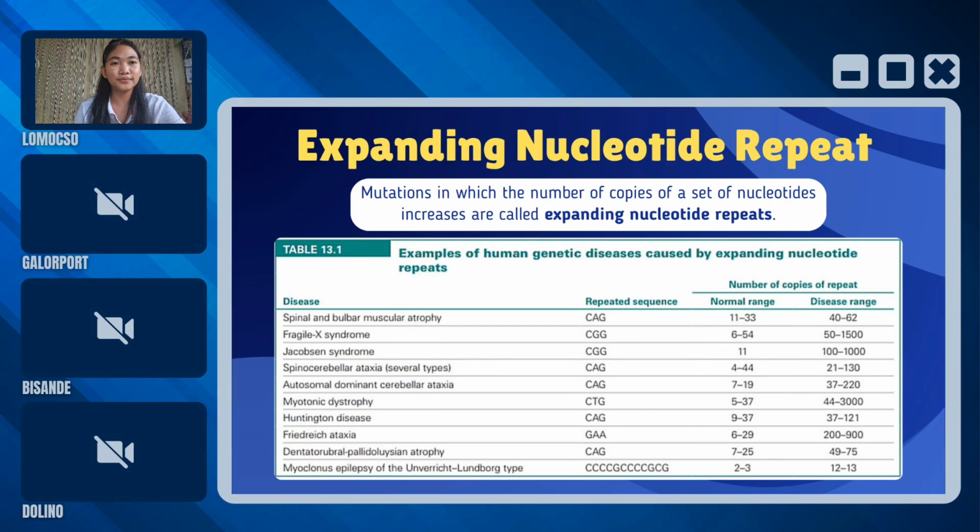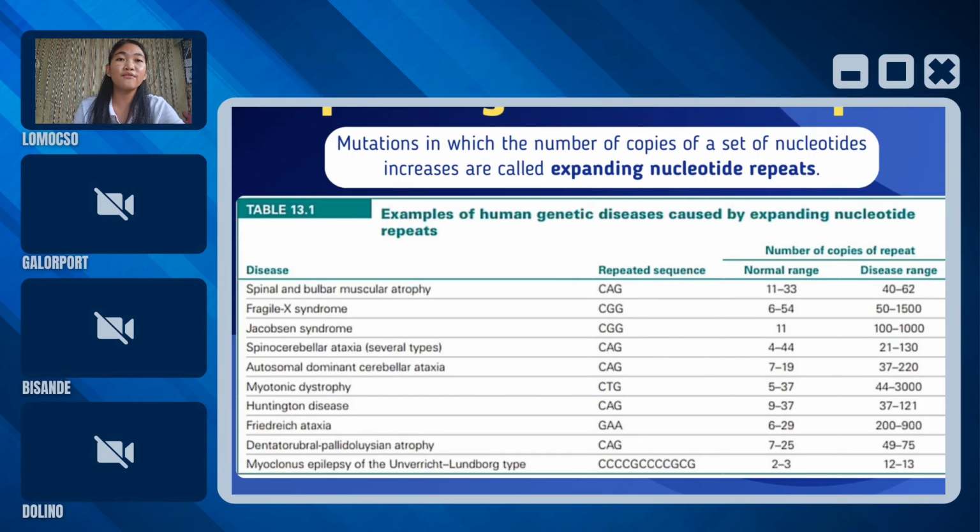Next slide. Mutations in which the number of copies of a set of nucleotides increases are called expanding nucleotide repeats. This type of mutation was first observed in 1991 in a gene called FMR1, which causes Fragile X syndrome, the most common hereditary cause of intellectual disability. So looking at the picture or the table, expanding nucleotide repeats have been found in a number of other human genetic diseases, several of which are listed in the table.